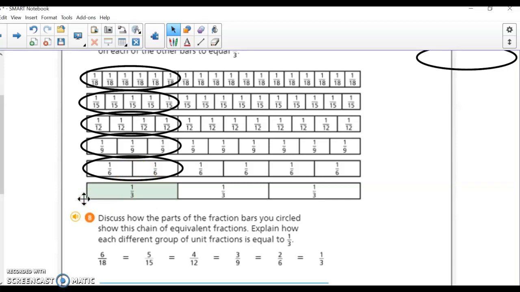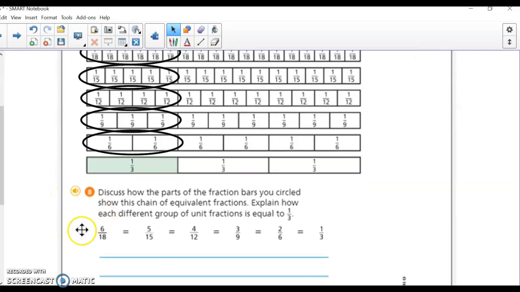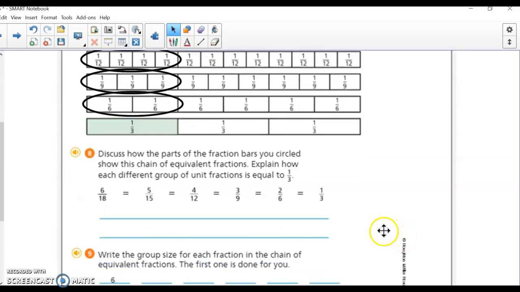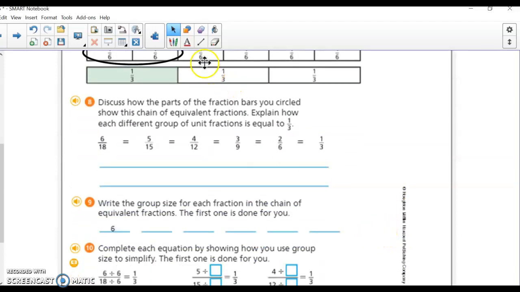Well, and hopefully what you're noticing is, if we were to think about all of them as equal to 1/3, well, 6/18, if you divide the top and the bottom both by 6, you'd come up with 1/3. 5/15, if you divide the top and the bottom by 5, you'd come up with 1/3. Same with 4/12, 3 ninths, and 2/6. If you divide by the same number in the top and the bottom, you're going to get that equivalent fraction. And so all they were asking for with that is just that you're showing that they're equivalent and what that relationship with the numerator and denominator is.